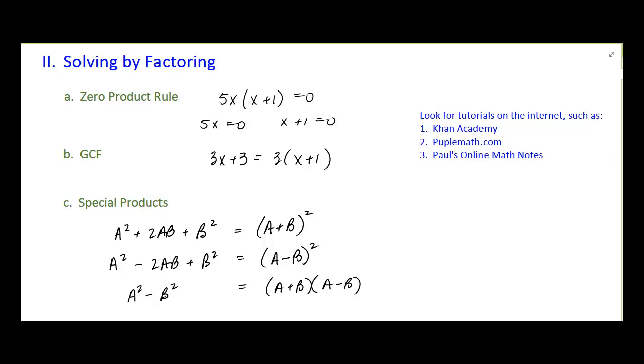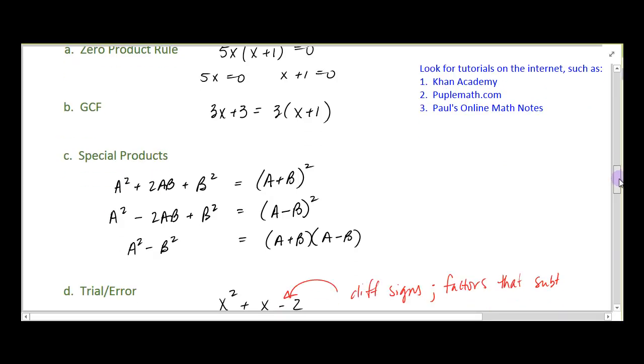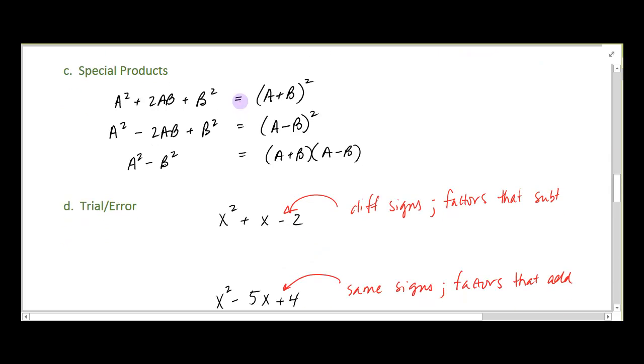Other things that we want to identify whenever we solve by factoring are special products. If you learn to recognize these trinomials, then they factor really easily. The first two are similar in that there are 3 terms. The first and the last terms are both perfect squares, and the middle term is 2 times the product of a and b. When I have something that looks like this, it will always factor into (a plus b) squared, and if this is a minus sign, then it has to factor into (a minus b) squared.